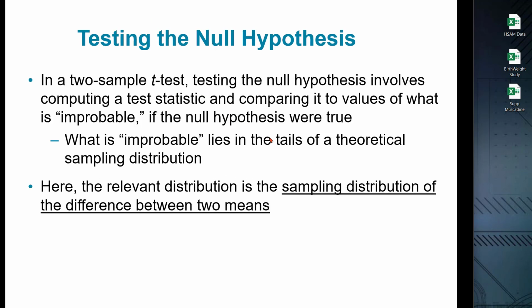Testing the null hypothesis in a two-sample t-test involves several steps to assess the statistical significance of the difference between the means of two populations or groups. To do this, we must compute a test statistic, which measures the difference between the sample means relative to the variability within and between the groups. In a two-sample t-test, the most commonly used test statistic is the t-statistic, which quantifies the difference in means while accounting for the standard deviation and sample sizes.